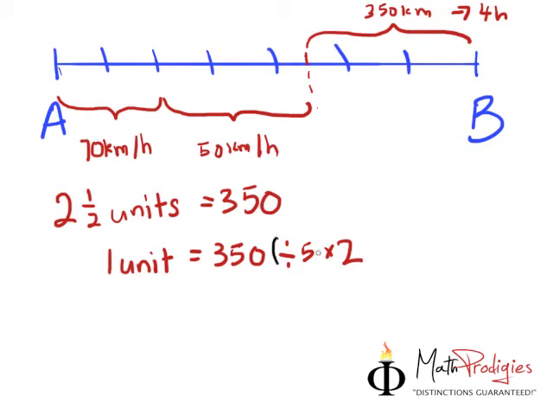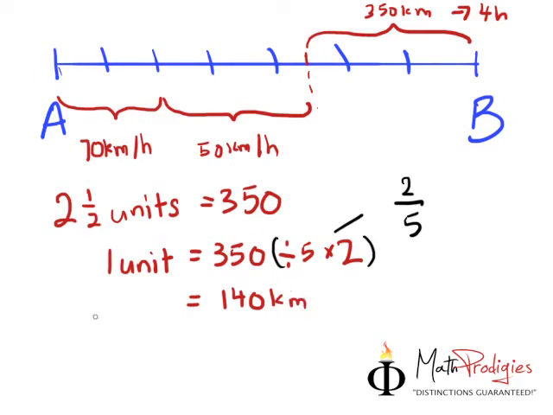If you take a look at this, let's sidetrack for a while. Divide by 5, correct, times 2 on top. So it becomes times 2/5 actually. So once you get that, the answer is actually what? 350 divided by 5 is 70, times 2 is 140 kilometers. Correct. So 1 unit equals 140 kilometers.